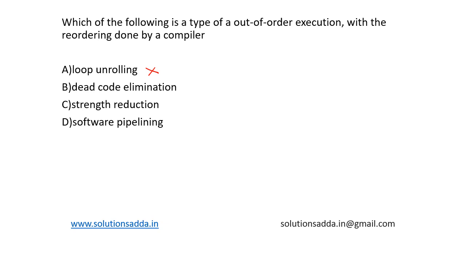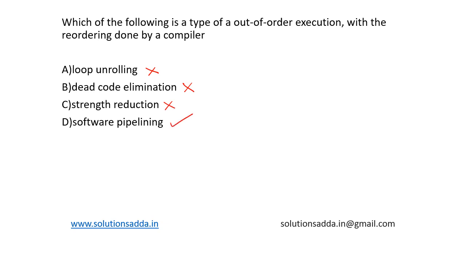Option B, dead code elimination. Here, we remove the code which does not affect the program result. Here also, there is no out-of-order execution. Option B is also not the correct answer. Option C, strength reduction. Here, expensive operations are replaced by less expensive but equivalent operations. Here also, there is no out-of-order execution. So option D is the correct answer.